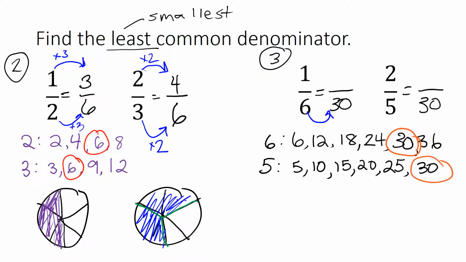How do I get from 6 to 30? Let's times 5. What's 1 times 5? 1 times 5 is going to be 5. So my fraction that's equivalent to 1/6 would be 5/30. And how do I get from 5 to 30? Well, that's times 6. With my numerator, I'm going to multiply 2 times 6, which will give me 12. So now I have 5/30 and 12/30.